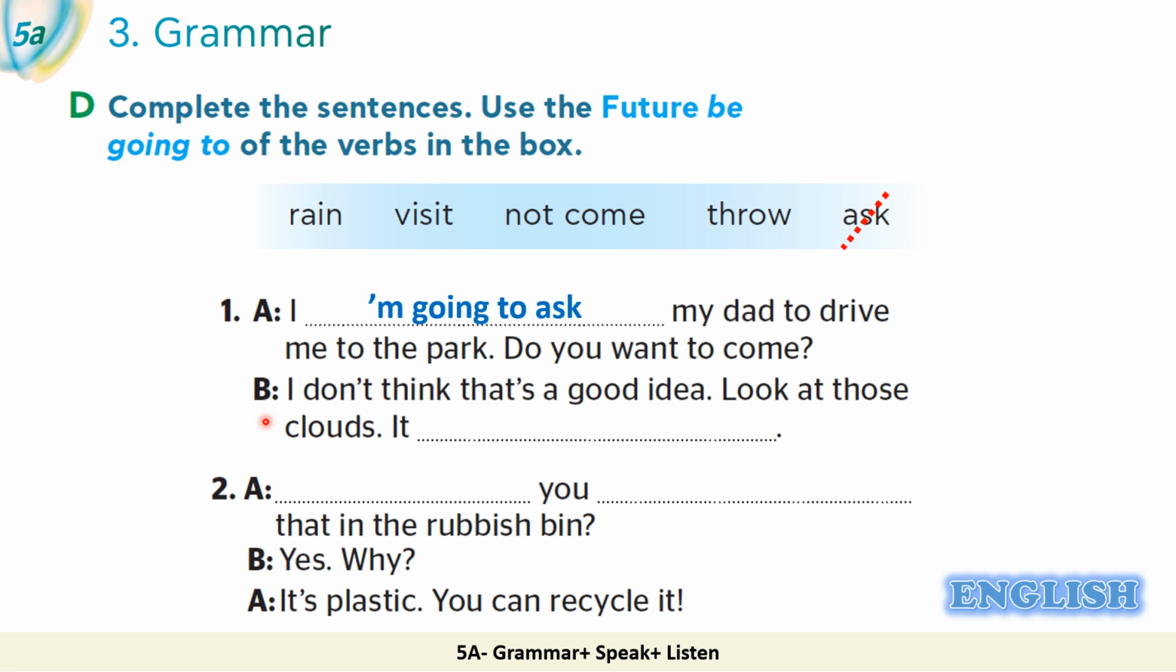Now how about B? I don't think that's a good idea. Look at those clouds. It. What's the correct answer? Well done. It's going to rain. We use the auxiliary verb is because the subject is it. And again followed by going to, then the base form of the verb rain. Let's cross out rain. How about dialogue number 2? A. What is the correct answer?